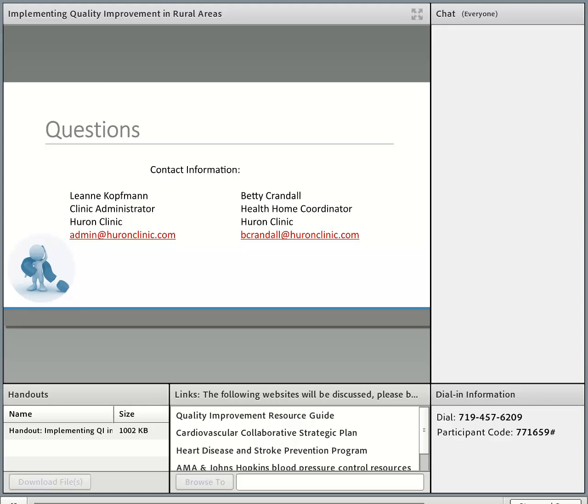And I just want to mention also that Betty Crandall's information is up on the slide here. She didn't present with Leanne today. Leanne did that, but she is available for questions and has been very instrumental in the work that they're doing. She's their health home coordinator and has been helping a lot with these projects. So she's also available along with Leanne for questions.